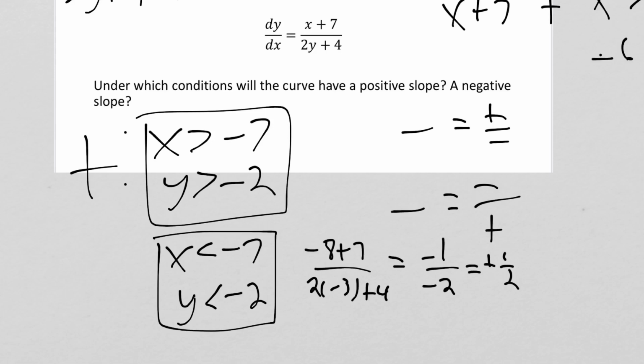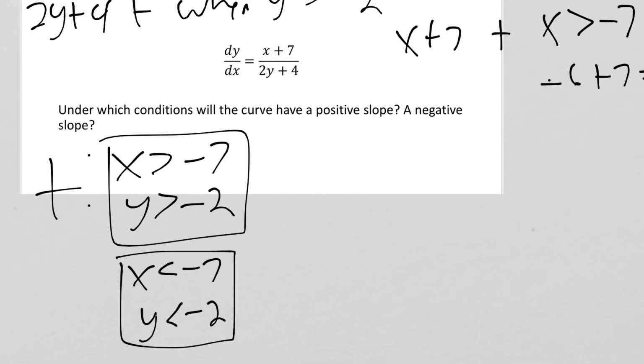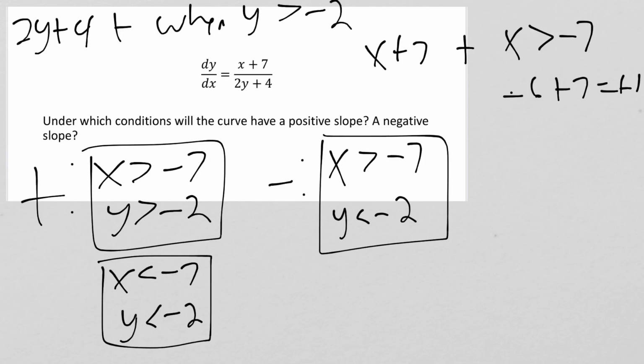Okay, so now let's consider what's going to produce a negative slope. Well, we need a positive divided by a negative or a negative divided by a positive. So we already know that when x is greater than negative 7, the numerator is positive, and we know that when y is less than negative 2, the denominator is negative, so this is going to be a case for a negative slope. Or if we have x less than negative 7, we know that that makes the numerator negative, and if we have y greater than negative 2, we know that that makes the denominator positive.